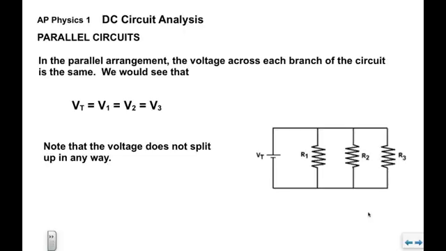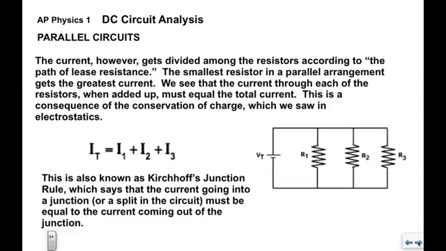Now, importantly, we see that in a parallel arrangement, the voltage across each branch of the circuit is the same. So the voltage drop across 1 and across 2 and across 3 is equal to the total voltage in the circuit. Okay, so whatever voltage we have here, that same voltage drop goes across each of the resistors. So the voltage doesn't split up. The current, however, gets divided among the resistors according to the path of least resistance. The smallest resistor in a parallel arrangement gets the greatest current. We see that the current through each of the resistors, when added up, has to equal the total current. This is a consequence of the conservation of charge, which we saw in electrostatics.